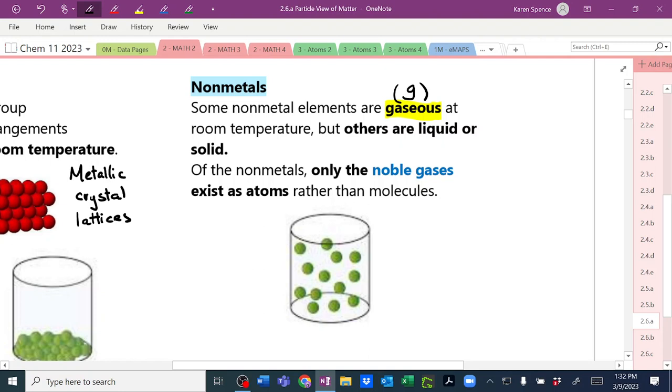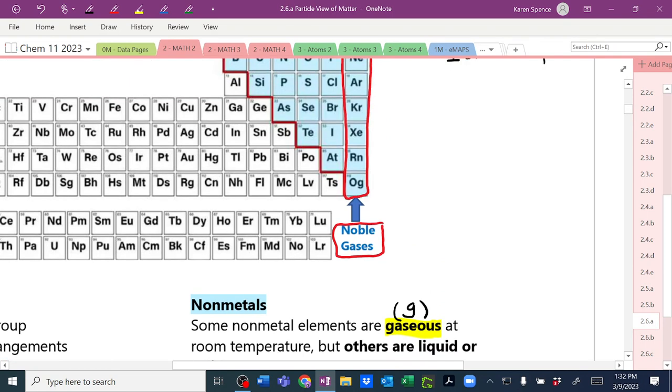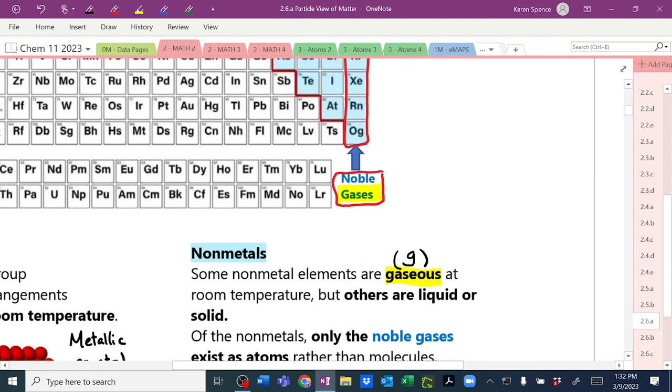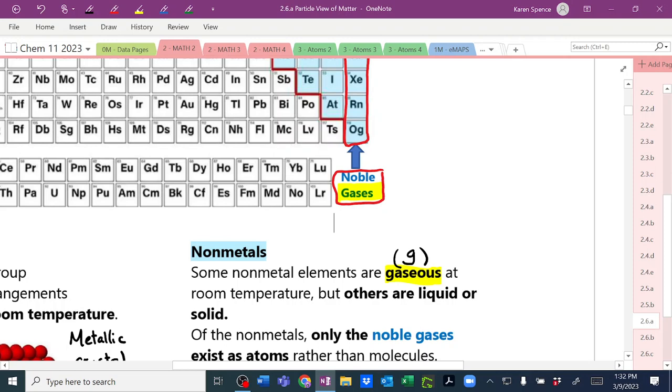Can anyone take a look at your periodic table or one of these periodic tables that's here? Tell me a nonmetal that is a gas. Neon. Neon is a gas. In fact, guess what? All of the noble gases are, shocker, they are made of gas. Okay. However, there are others that are liquid. Does anyone happen to know the one liquid?